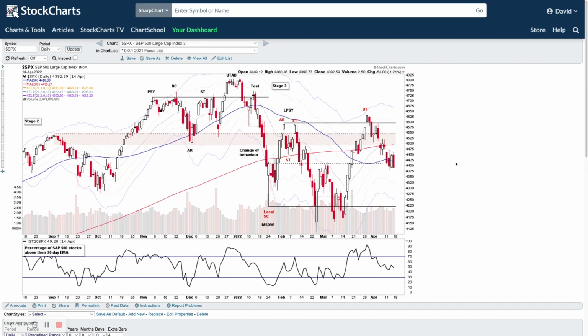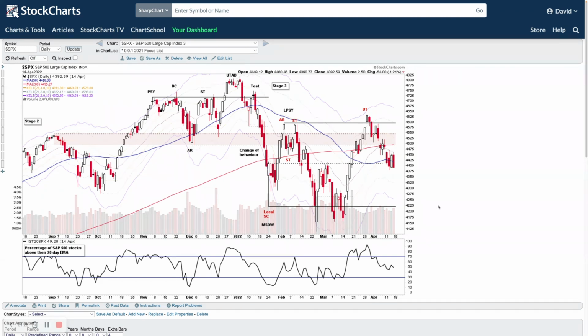Okay, let's begin. So starting off today, we're going to look at the S&P 500. Normally I look at this, the Nasdaq Composite, Russell 2000, potentially a few other major indexes. But we'll start with the S&P 500.